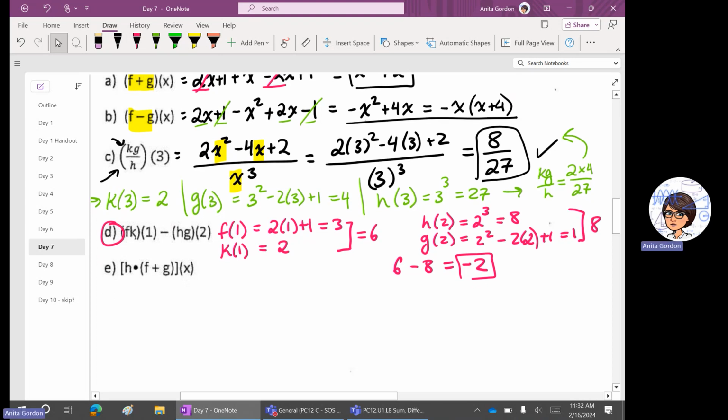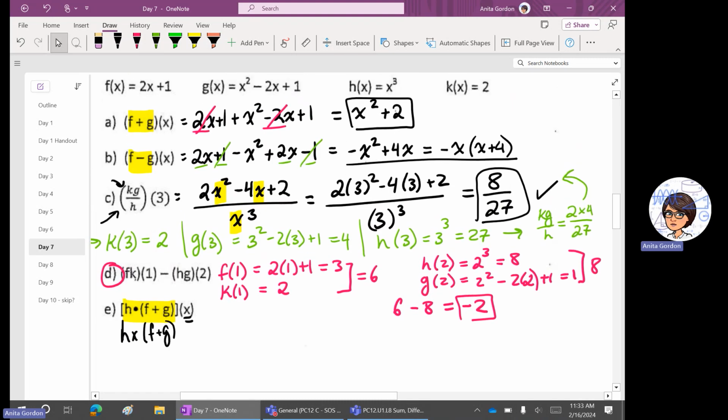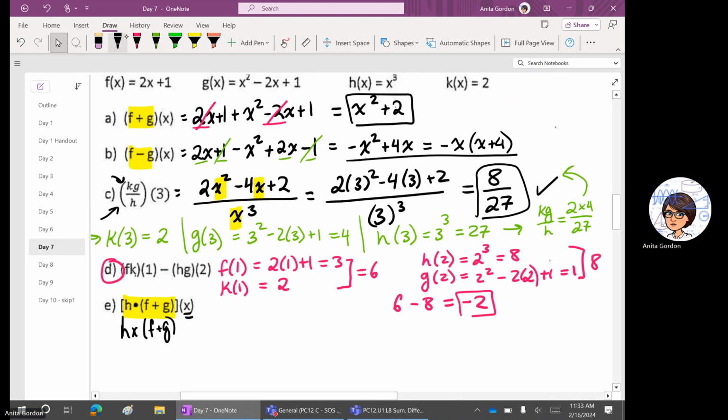All right, last example. This is what I would call a composition. Or sorry, not a composition. This is a more complicated one, but we have to follow the rules of BEDMAS here, right? We have H times F plus G, and this time we're not told a number. We're just asked what is the general form of this. So I have to be really careful about putting these together.